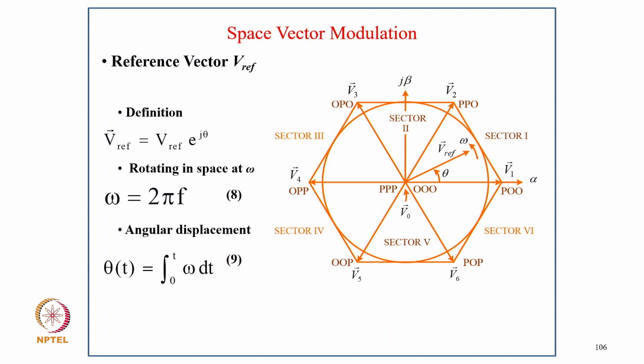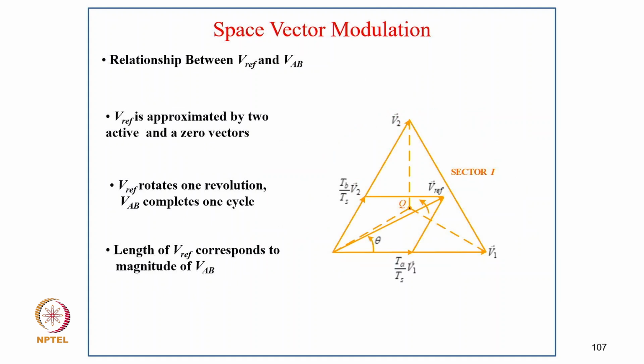So now coming to the reference voltage, V reference. The definition is V reference equal to V reference e to the power j theta, rotating in space at omega angular speed, so omega equal to 2 pi f, and angular displacement theta equal to the integral from 0 to t of omega dt. And now the relationship between V reference and VAB. V reference is approximated by two active and zero vectors, and V reference rotates in one direction. VAB completes one cycle, and the length of V reference corresponds to the magnitude of VAB.